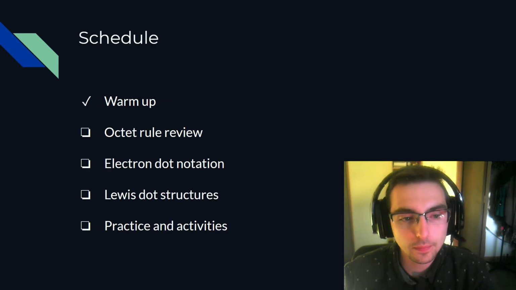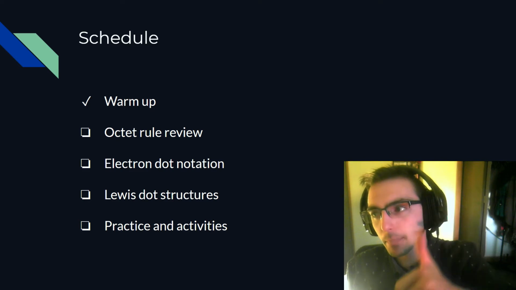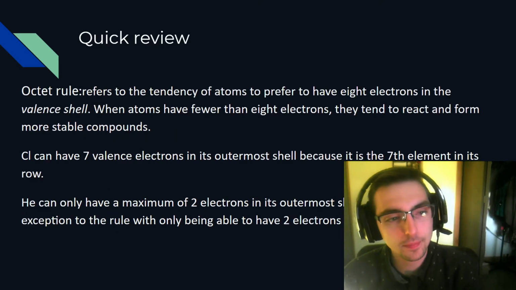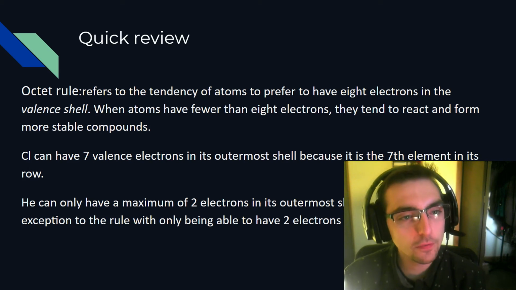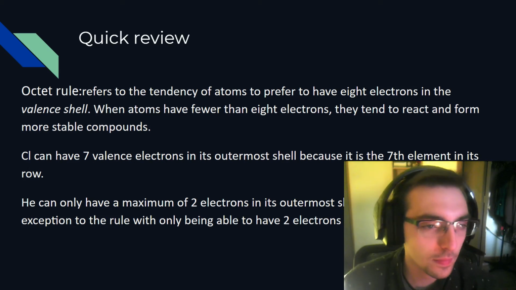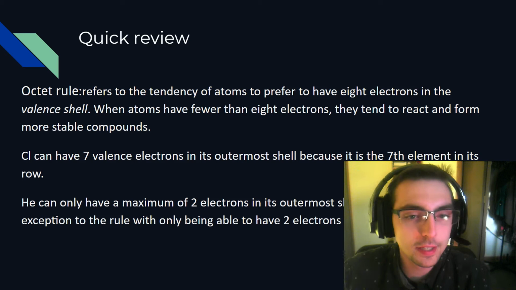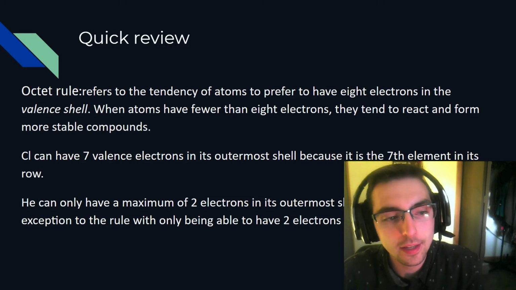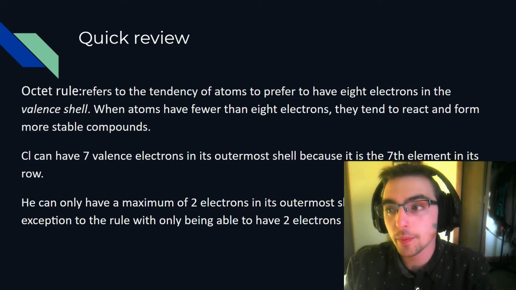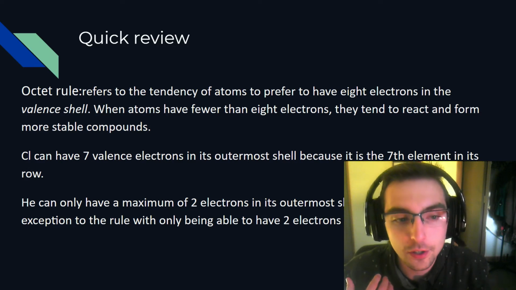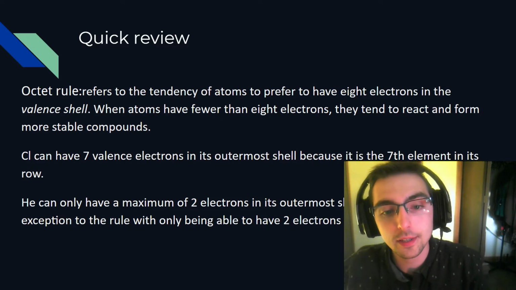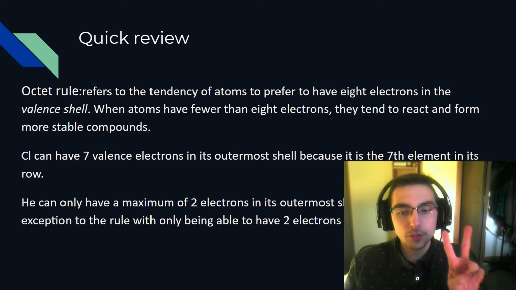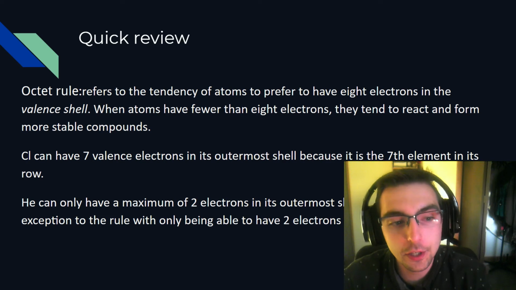All right. So warm-up is complete. We're going to go over those answers. So for the first one, the octet rule. The octet rule refers to the tendency of atoms preferring to have 8 electrons in their valence shell. So that's that first warm-up question. How many do you have in your shell? Well, for most elements, it is 8. Unless you're hydrogen. Hydrogen's weird because it can only have 2 electrons in its shell.